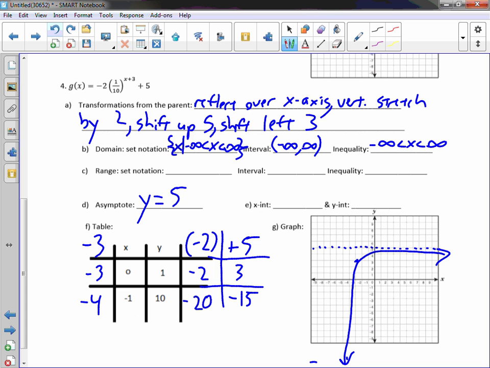For range, notice it's going all the way down, which is negative infinity. It's coming up and stopping at 5. So we get negative infinity to 5. Or for interval notation, still negative infinity to 5. Inequality, negative infinity to 5.